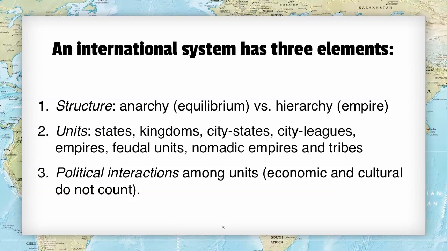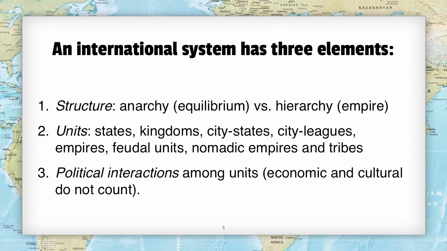The second major component are the key units. Who are the actors that really dominate or control international events in this particular international system? Today, international relations is largely driven by nation states, but modern nation states really don't begin to form until the Peace of Westphalia in 1648, which really marks the modern international state system. Prior to that, you had kingdoms and empires.